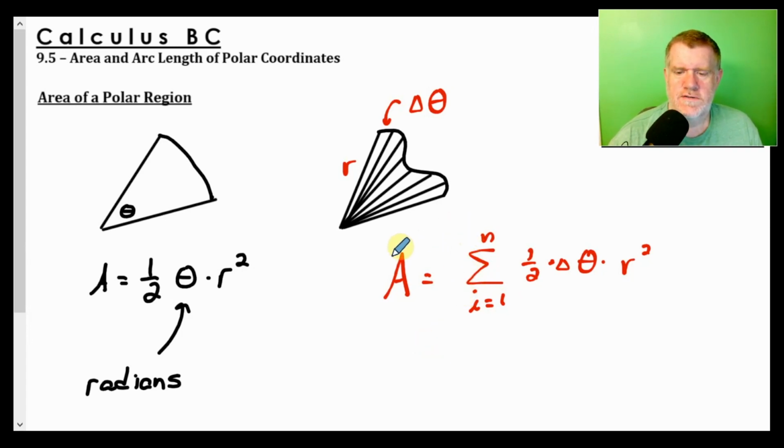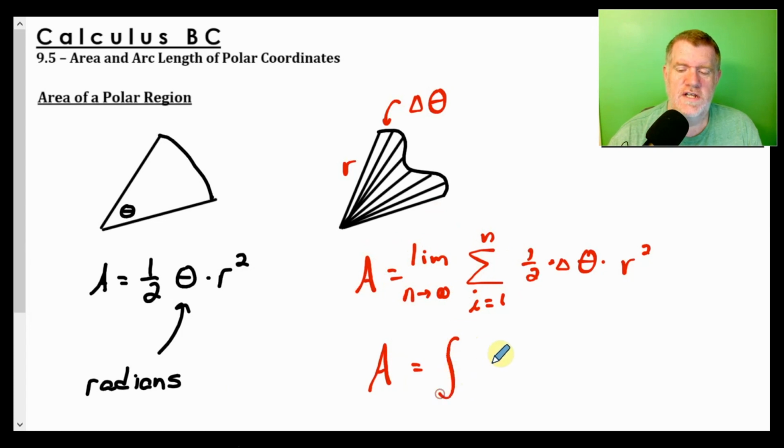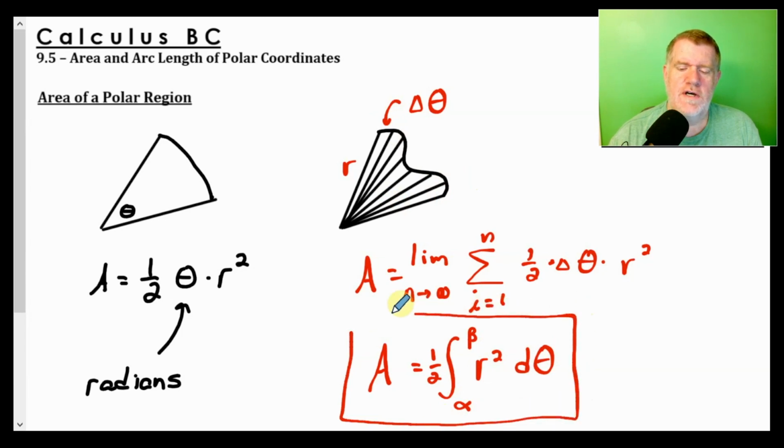Alright, it's calculus. We add a bunch up. How many do we want to add up? That's right, you know it. We want an infinite amount of those sectors. And how do we express that? We express it as the integral, 1/2 is a constant, we can put it outside, of r squared. Delta theta would be d theta. Going from where to where? Well, we're dealing with angles here, so we'll call the first angle alpha, and the second angle beta. So that is your formula for the area of a polar region.